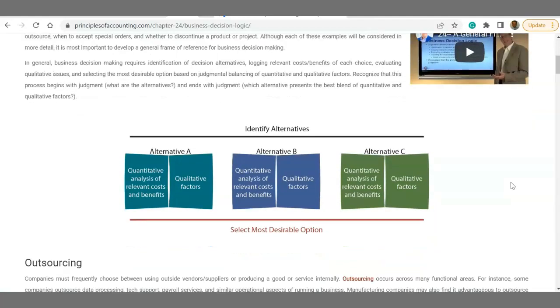Here is a picture, select the most desirable option. So alternative A and alternative B and alternative C. You have several alternatives and you have to evaluate the qualitative analysis of relevant costs and benefits, whatever is relevant. And qualitative factors, other factors that might change your decision. So it's the first analysis of relevant costs, but also the other factors.